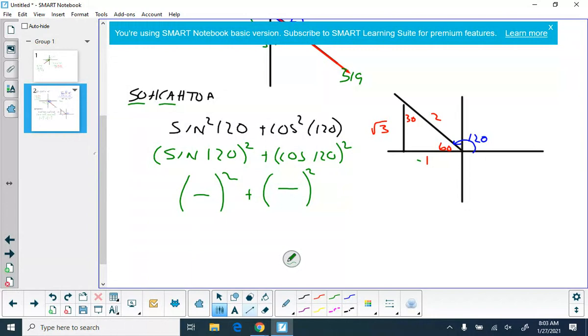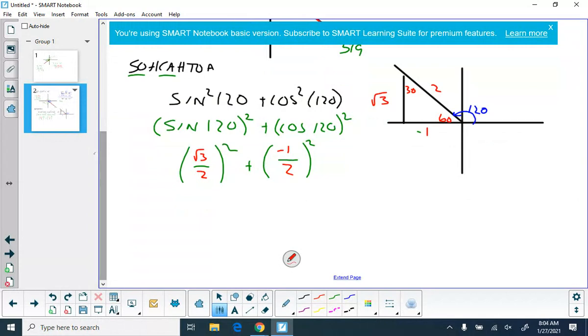Jordan, what do you have for the sine? What do you have for the cosine? Got to say a negative. -1/2. Okay, now we are squaring all these quantities. So we're squaring every one of these.